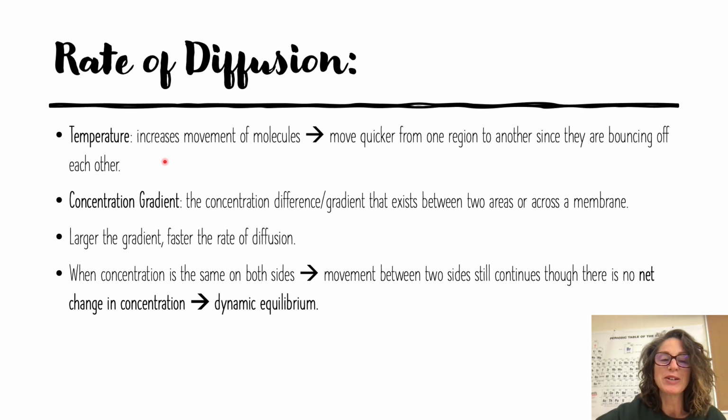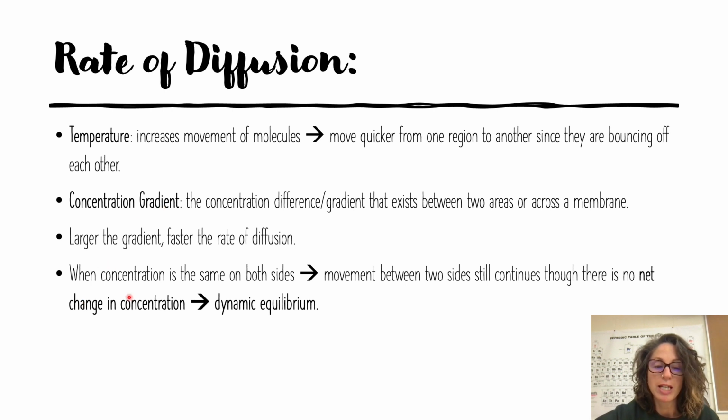So the temperature, as temperature increases, the movement of molecules, because they're going to have a higher kinetic energy, so they're going to bounce off each other more. So a higher temperature is going to cause a higher rate of diffusion. The concentration gradient, so the difference in the concentration on one side versus concentration on the other side. A higher concentration gradient is going to cause a higher rate of diffusion.